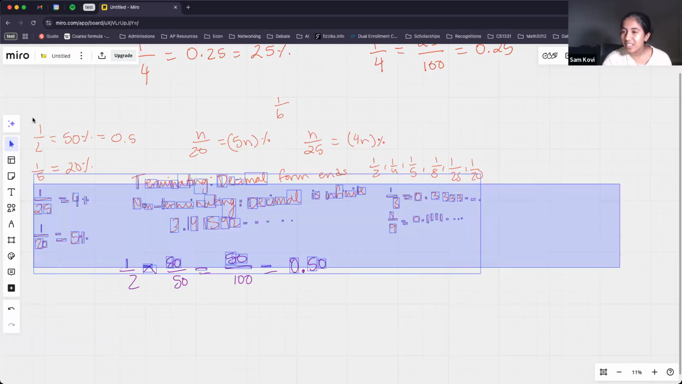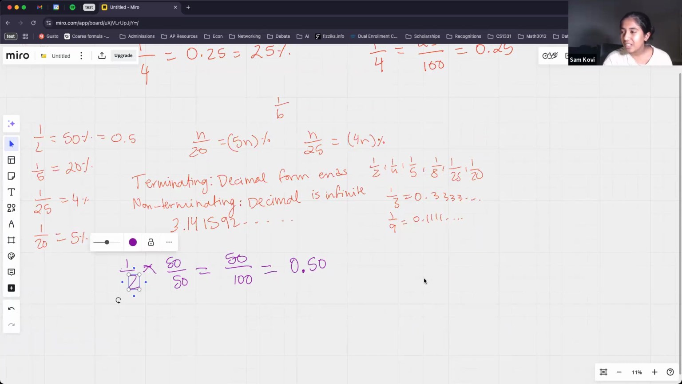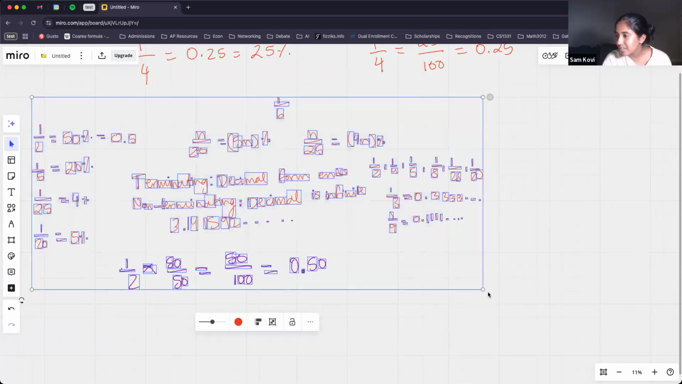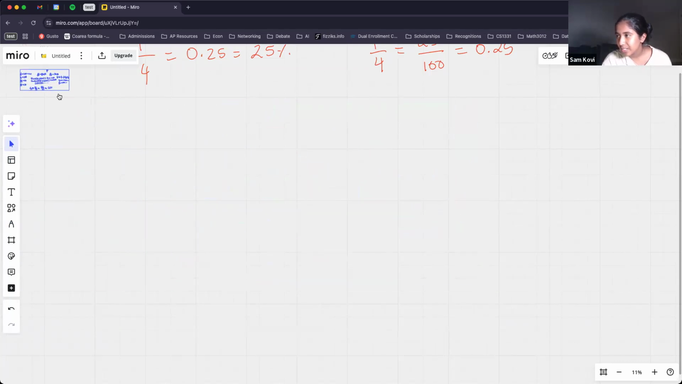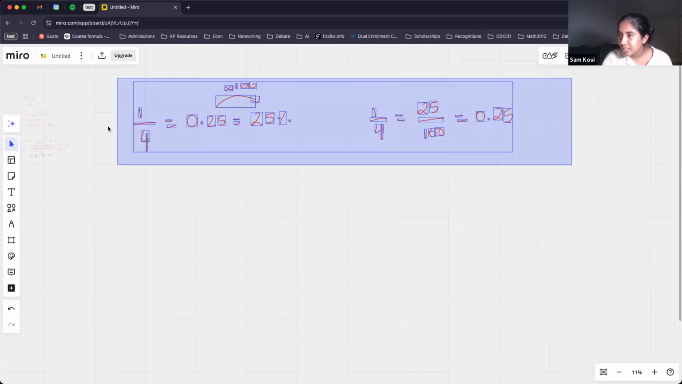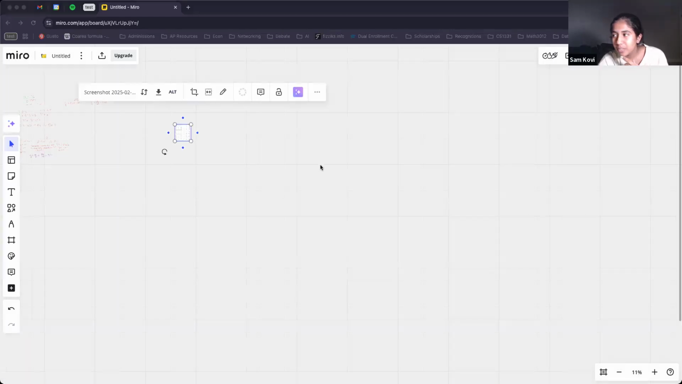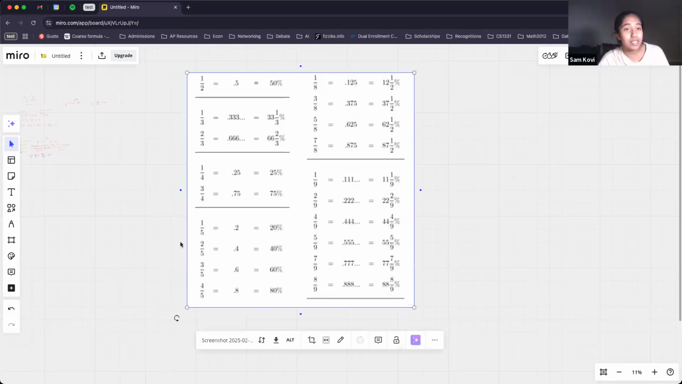So I'm going to give you guys a nice chart with all of the decimals and conversions that you have to know. Let's minimize this first, though. I think everything in this chart should be memorized, because these come up a lot.